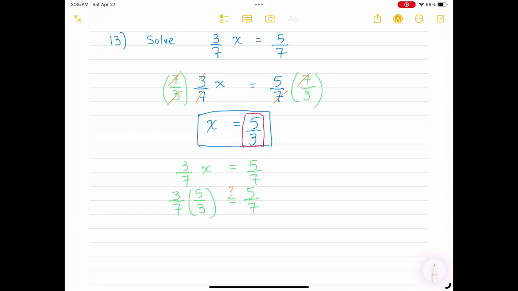And I see that the 3 in the numerator cancels with the 3 in the denominator, which does indeed leave me with 5/7 on the left-hand side of the equation. So x equals 5/3 is the correct answer. I need to convert the improper fraction 5/3 into a mixed number by dividing 3 into 5. So 5 divided by 3 equals 1 2/3. So then the solution is x equals 5/3, which equals 1 2/3.